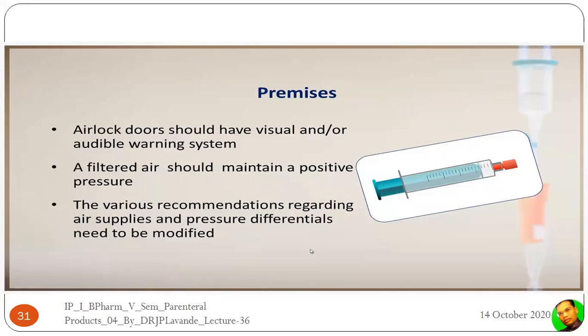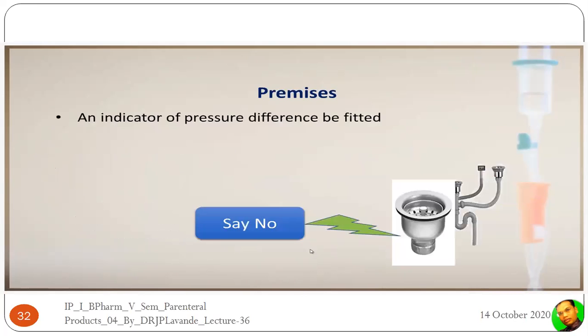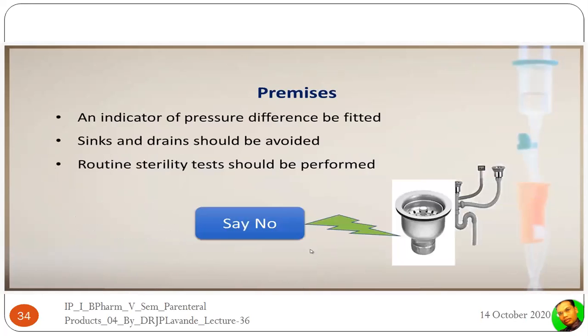Filtered air should maintain a positive pressure, because if we open the door, the outside air should not go inside. So the filling ceiling and all these clean areas should have positive pressure. That means if the door is open, there should not be inflow of air inside this area; it should be outflow. The various recommendations regarding the air supplies and the pressure differentials need to be modified based on the requirement and the production facility for the particular product.